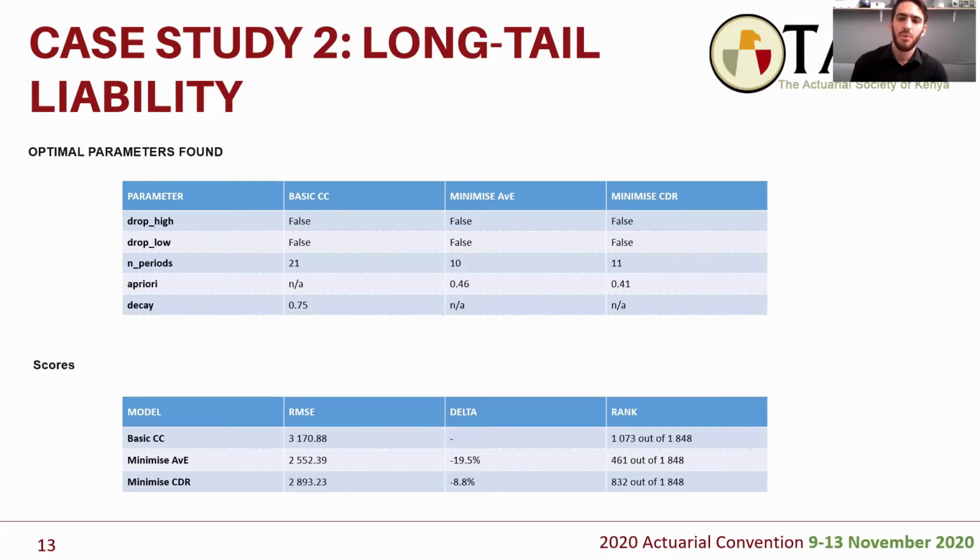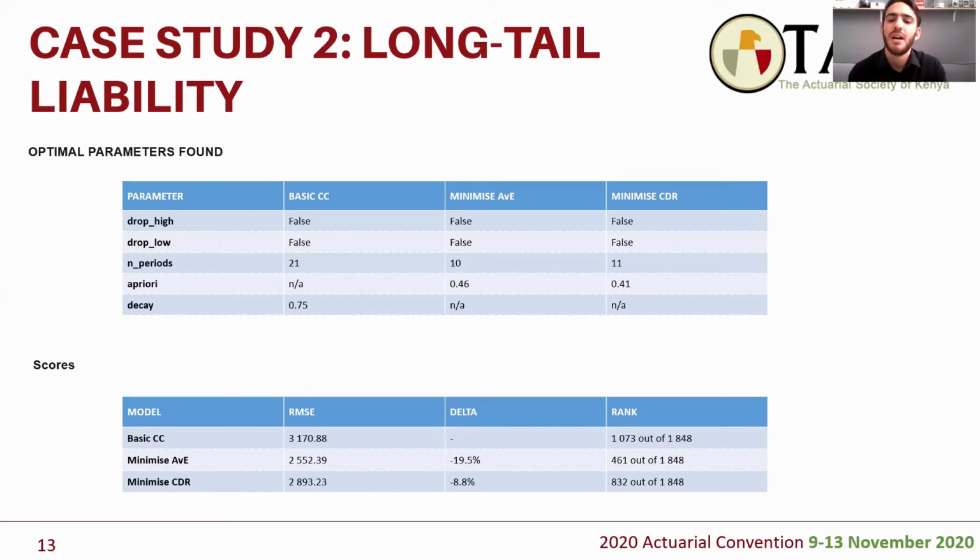So using our algorithm, we assessed when minimizing the AVE score and we assessed when minimizing the CDR score. In minimizing the AVE score, we saw that, again, we chose not to drop high or low development factors, but the algorithm opted for a much lower number of development periods over which to calculate the loss development factors. And in fact, it didn't choose a Cape Cod or a chain ladder, it chose the BF method as the optimal methodology with an a priori loss ratio of 46%.